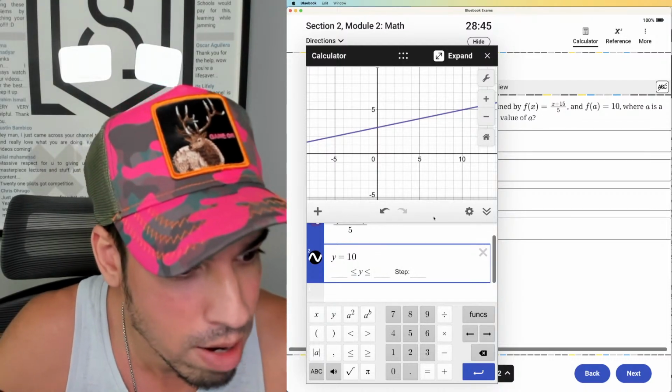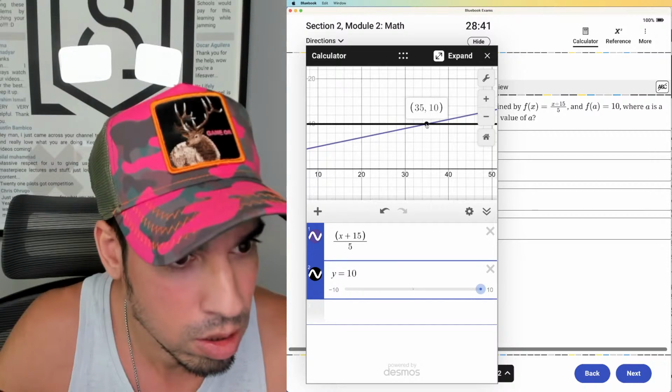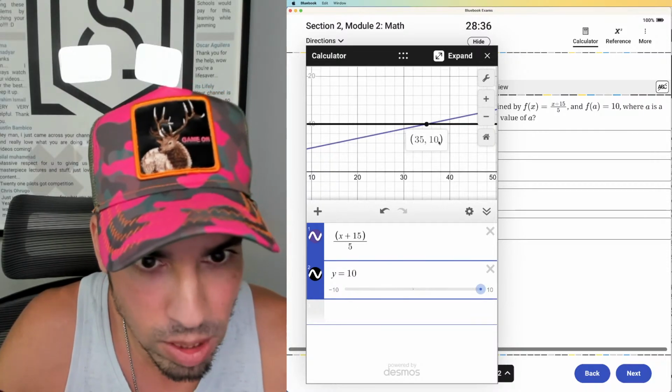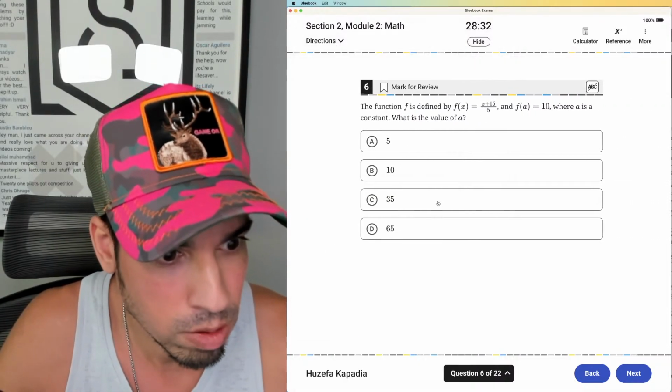So I'm going to plot the y value equal to 10, and now we're going to see where these two intersect. Look, it tells me that my x value is 35 when I get a function value of 10. Now you can plug it in and double check, but 35 is the winner. We just solved it. Boom, done.